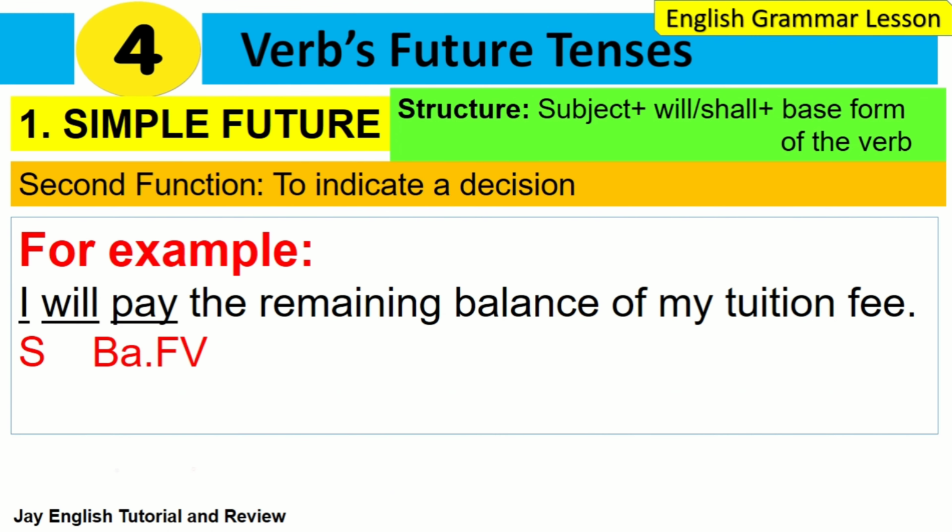Another function is to indicate a decision. For example, I will pay the remaining balance of my tuition fee. Let's check the structure. We have here I as our subject, followed with will, followed with pay, and pay here is our base form of the verb. We cannot say I will pays or I will paid. It must be the base form of the verb, because that is where a common error comes in.